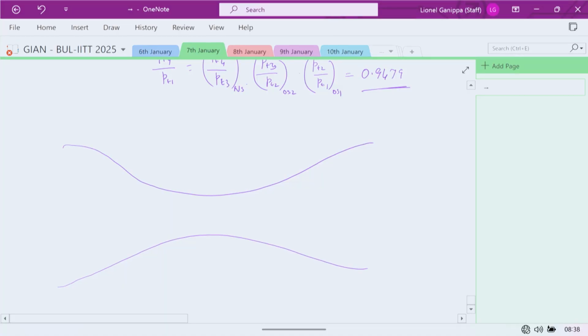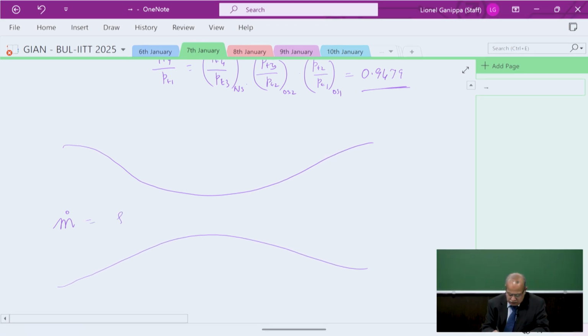Very quickly, I just want to mention something here. Let's look at this flow or geometry here. This is the mass flow rate. The mass flow rate is rho A V.